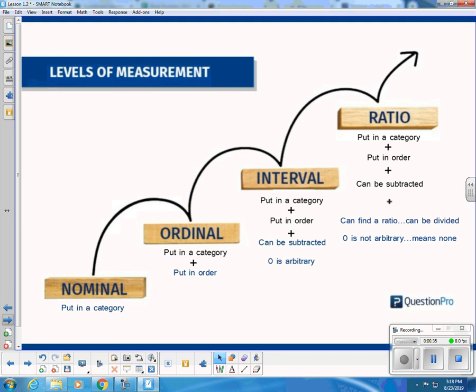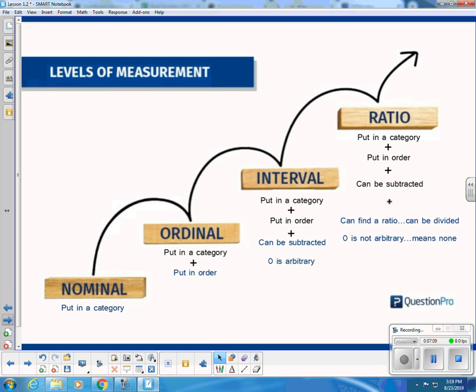But the 0 is arbitrary, and what it means by 0 being arbitrary is 0 doesn't indicate none in an interval list. 0 just indicates between negative and positive. Okay? So when 0 is arbitrary, meaning it doesn't equal none, if you have a 0 degree Fahrenheit temperature, that doesn't mean there was no temperature. It just means you were between the negative temperatures and the positive temperatures. So that's what it means by 0 being arbitrary. It doesn't mean none. Okay?